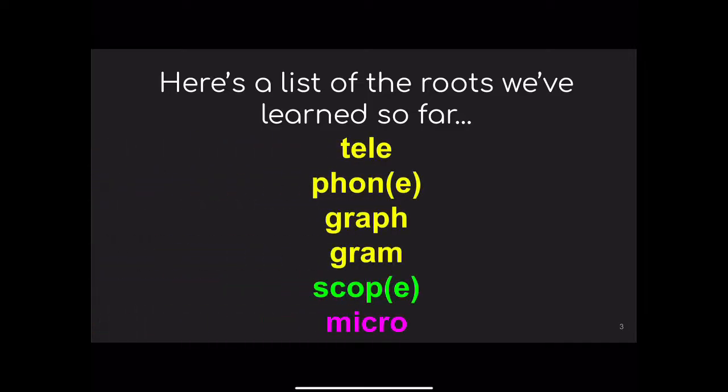So far we've learned tele, which means far or distant, phone, which means sound, graph means to write or draw, gram deals with writing, and scope with vision or seeing, and micro, which means tiny or small. So that's just a refresher. Also remember that if any time in this video you need to pause it to go back over it, feel free to do so.